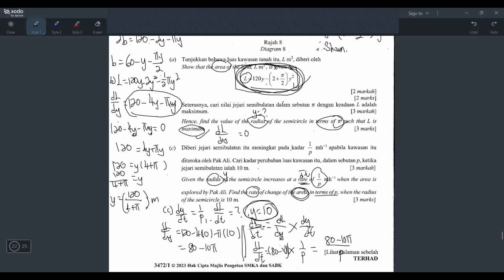So this would be the answer, but don't forget to write the unit. This stands for dL/dt, right? So for dL/dt, what is the L unit? m squared, because it's area. And then what is the time unit? Per hour, so h minus 1. Okay, so this is the answer.